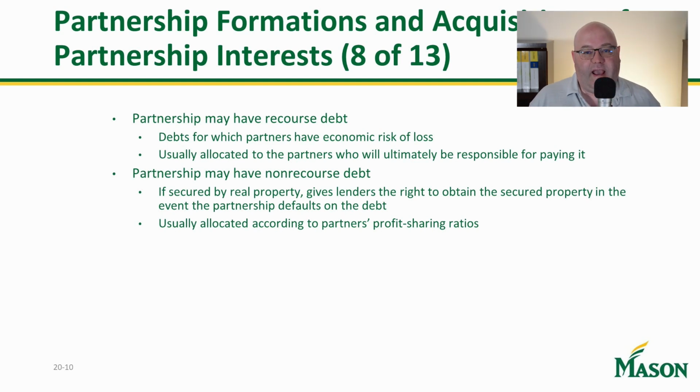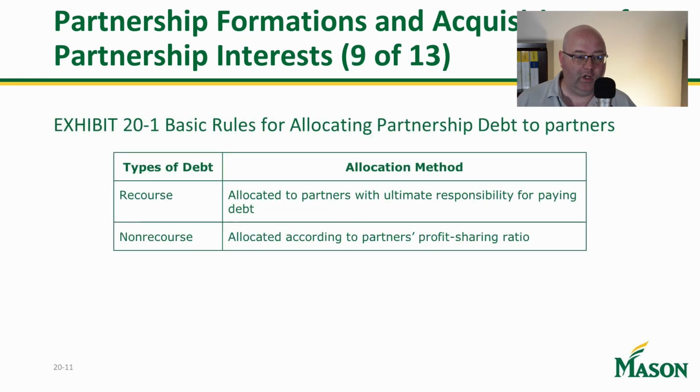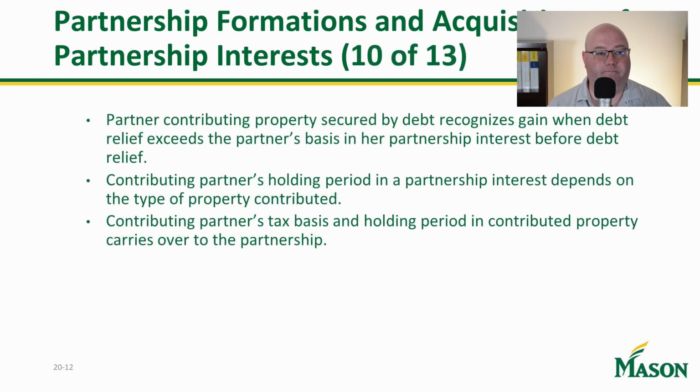The recourse debt is going to be allocated based on who is responsible. So if we take out that $600,000 loan that I said in my previous example, and I go to the bank and the bank says, Kevin, we know you're trustworthy. We know your partner. She's not. We're going to ask you to be personally liable for it. All $600,000 comes to me, okay? That's how that works out. And so it gets allocated based on who is personally liable for it. Basic rules for allocating partnership debt to partners. This just kind of puts it into a chart so that you guys see it.